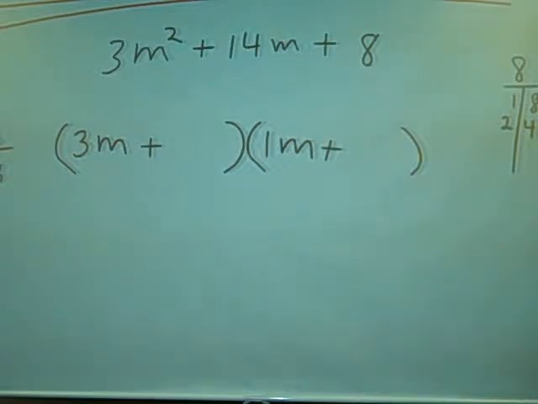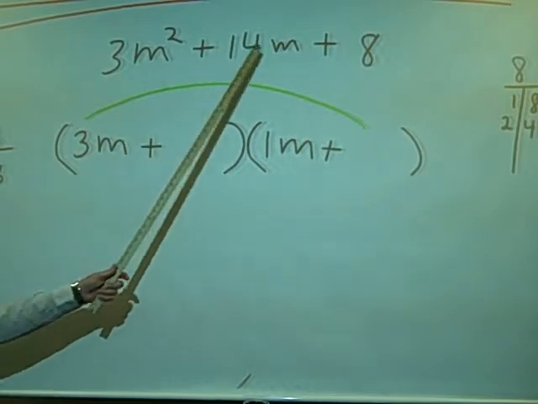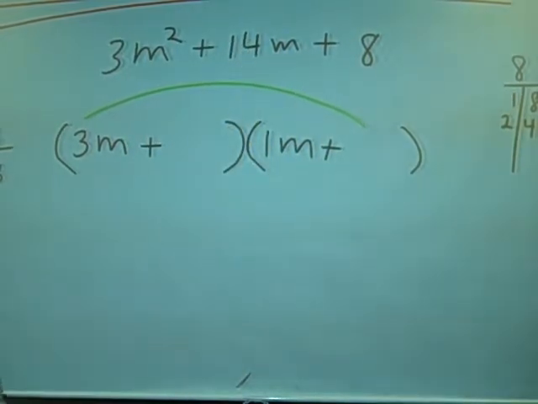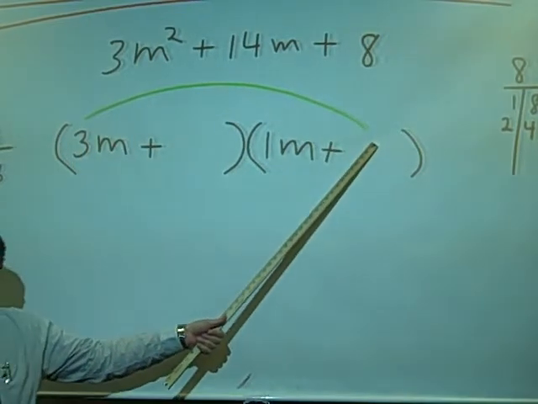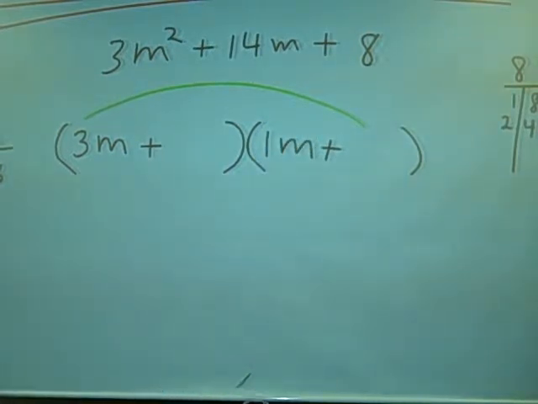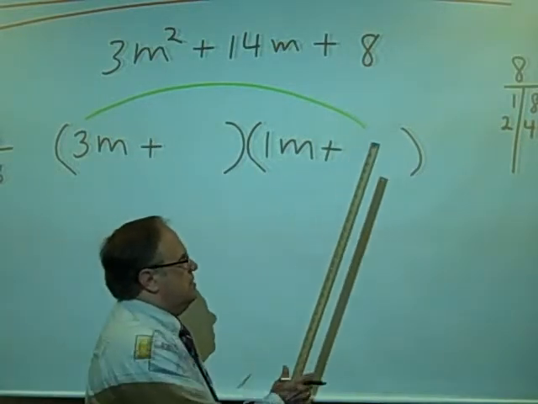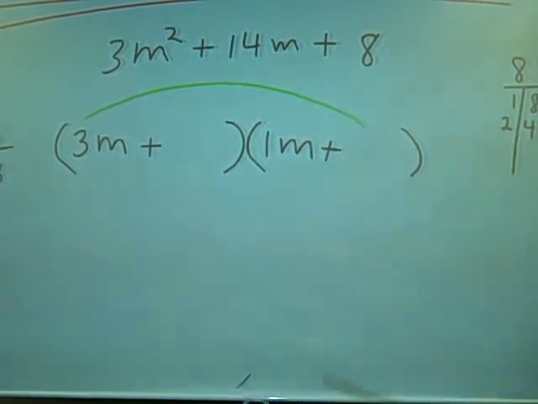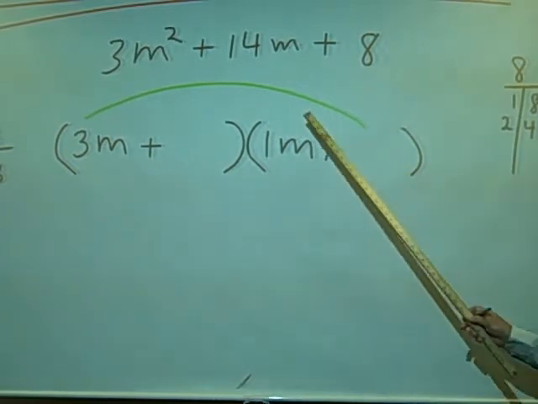Because now what you need to do is take the 3 times some factor of 8 that will get you closest to 14. Doing it this way helps to narrow down your trial and error. You may have a little bit of trial and error, but if you do it this way, you won't have as much. Well, let's see. We've got 3 times 1, or 3 times 8, or 3 times 2, or 3 times 4. Which number, 3 times that number, will get us closest to 14?